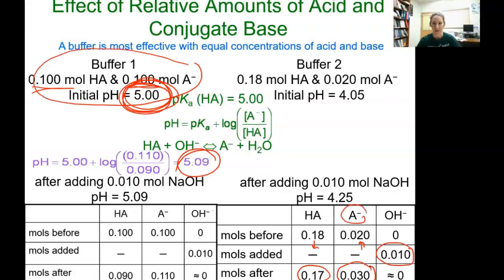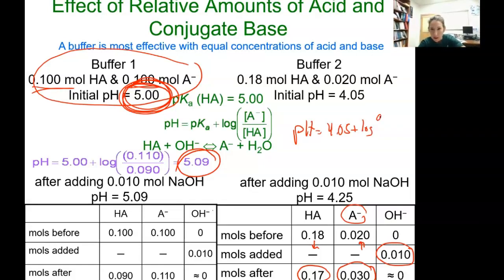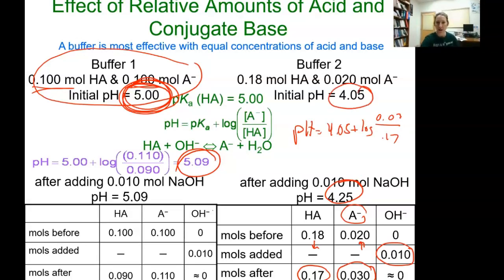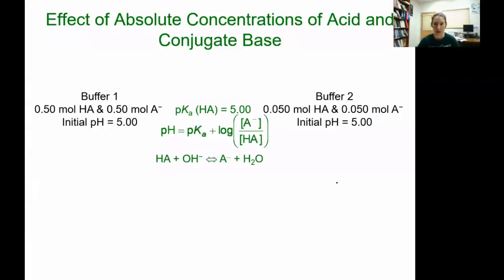Wait, that's not the right one. My Henderson-Hasselbalch's gone. I'll just write it in here. So pH equals 4.05 plus the log of my base, which is 0.03 over 0.17, and the new pH is 4.25, right? So you can see the change here is much greater. So these differing concentrations made for a less effective buffer because the buffer changed a lot.